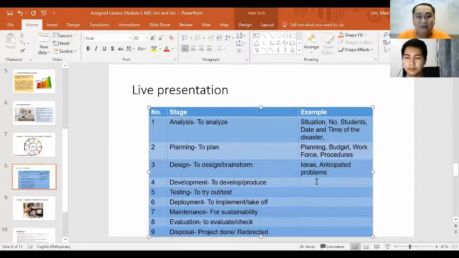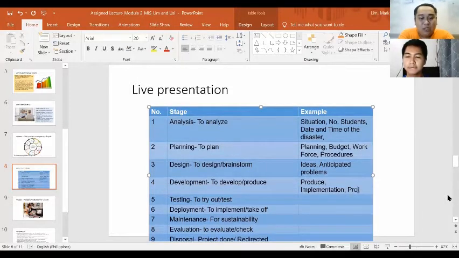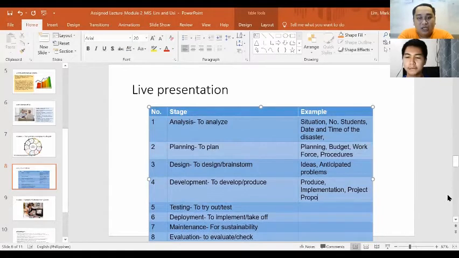The next is the development. Once there is a plan, once you have brainstormed it, you must be able to produce or implement a certain product or activity. Like what I have said a while ago, if it's a psychosocial provision, we need to consider the implementation style or the project proposal perhaps. So you need to consider these things.